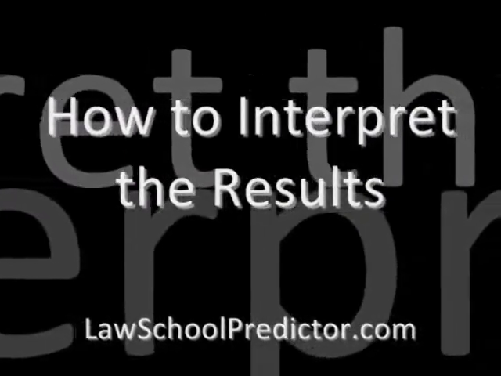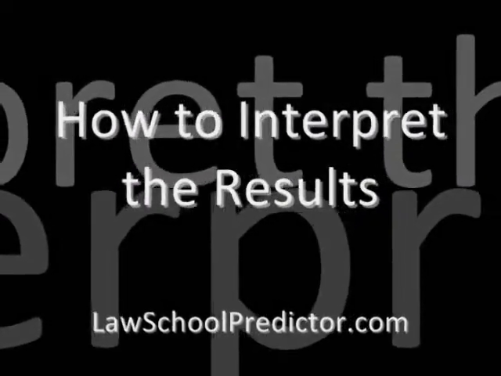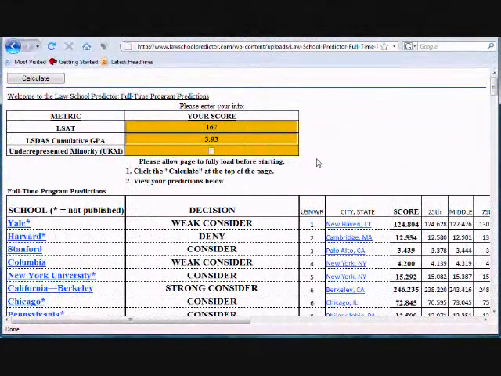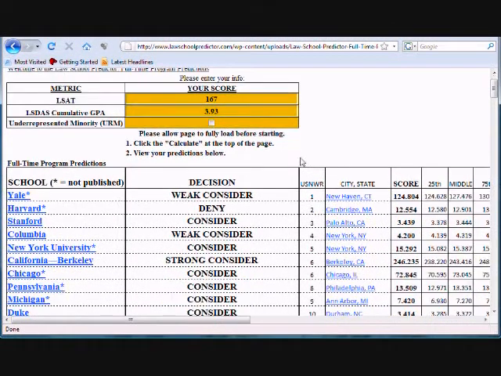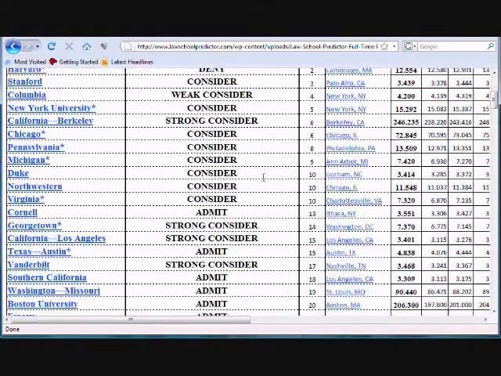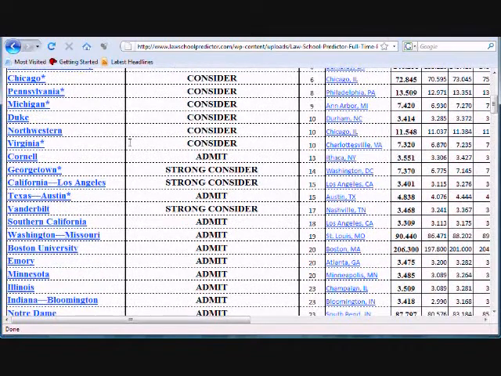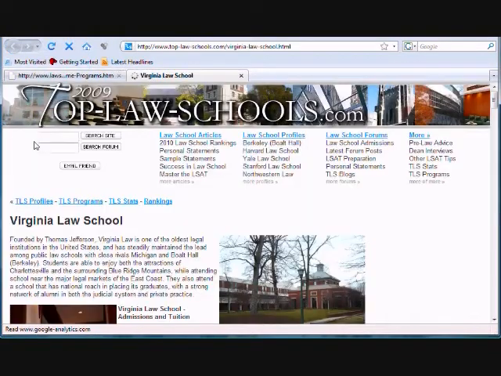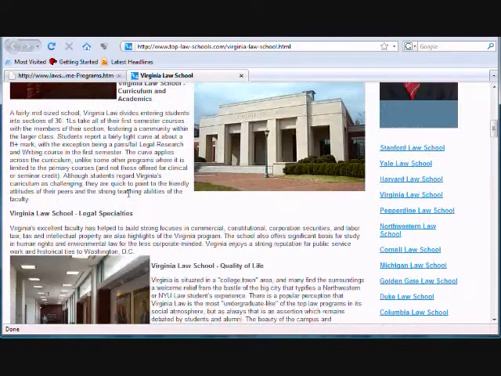Here's how to interpret the results from the Law School Predictor. The name of the law school is listed in the far left column. Schools are sorted first by their most recent U.S. News and World Report ranking and then are sorted alphabetically in the case of ties or unranked schools. Where available, the name of the law school is hyperlinked to its toplawschools.com profile.